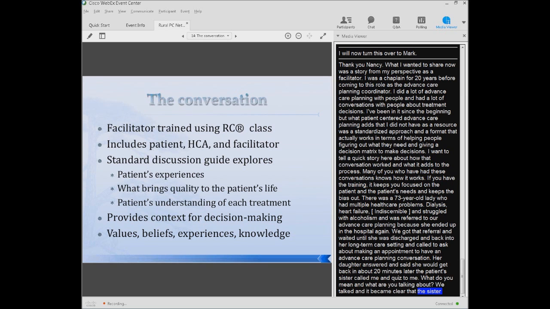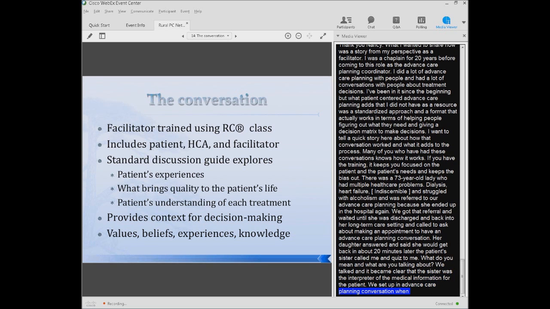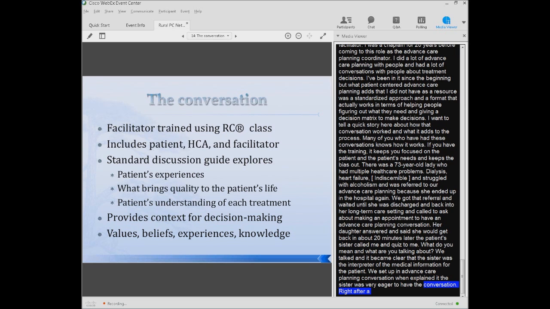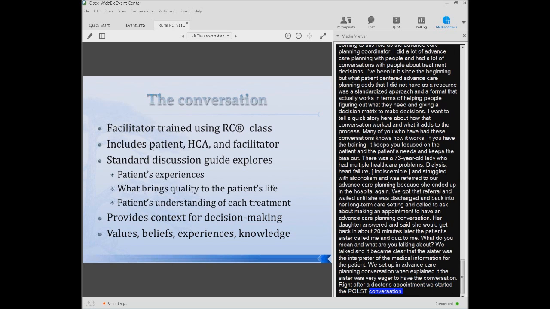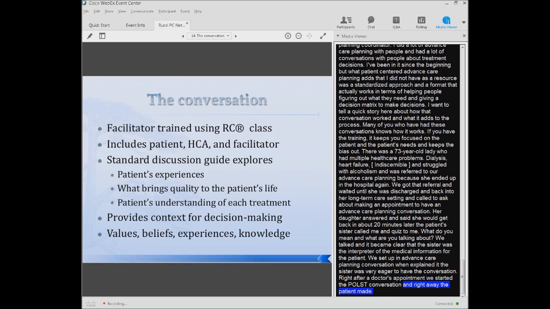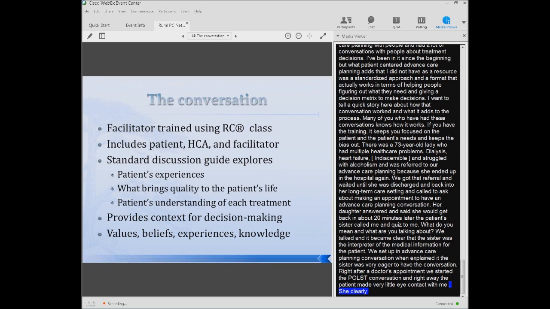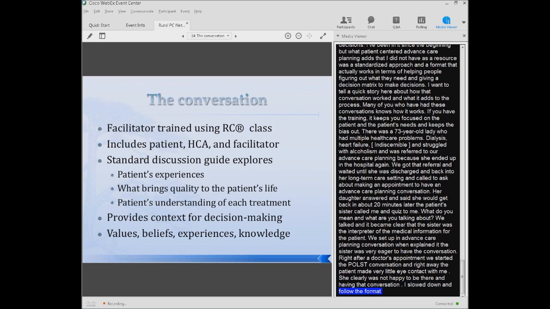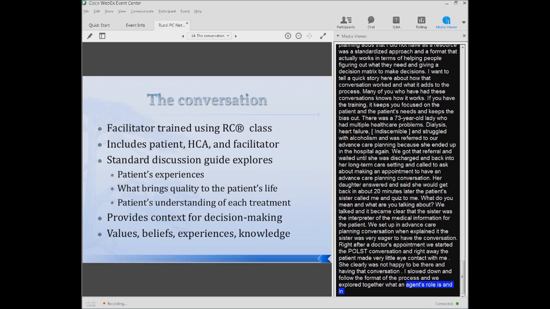We set it up, so it was right after a doctor's appointment. We started the POLST conversation. And right away, the patient made very little eye contact with me, clearly was not happy to be there having this conversation. So I slowed down, but I followed the format. I followed that process, that conversation, how it's set out. We explored together what an agent's role is. And in that conversation, after we talked about specifically what an agent's role is, she did decide to make her sister her healthcare agent rather than her daughter, because her sister was, as she said, always there for me.